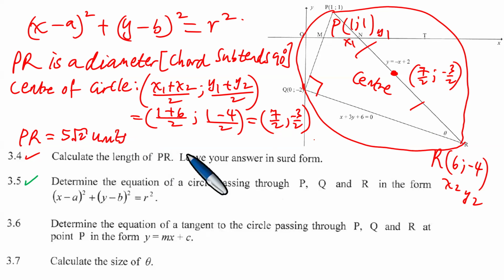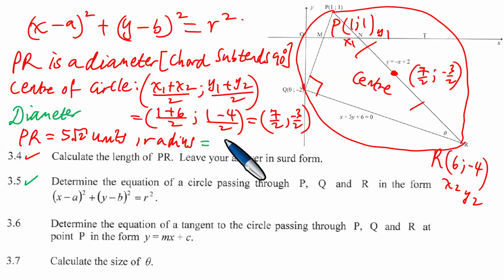And if this is the case, then what is the radius? The PR is a diameter. The radius therefore means that you take the diameter and divide by what? Divide by 2. Take half of the diameter.